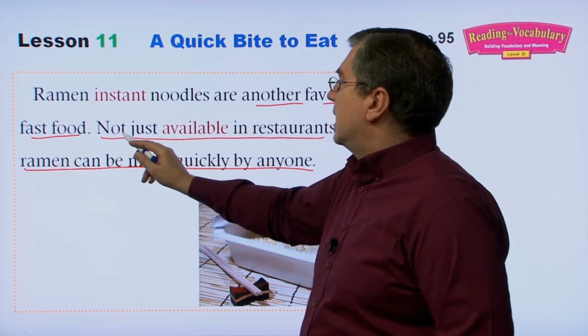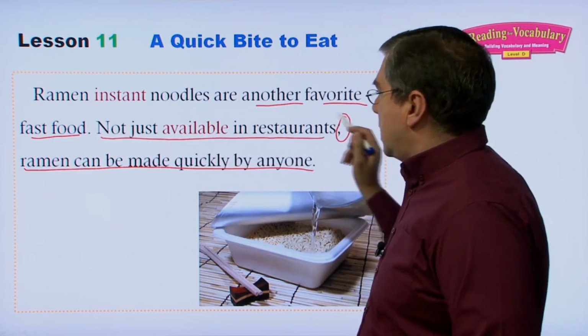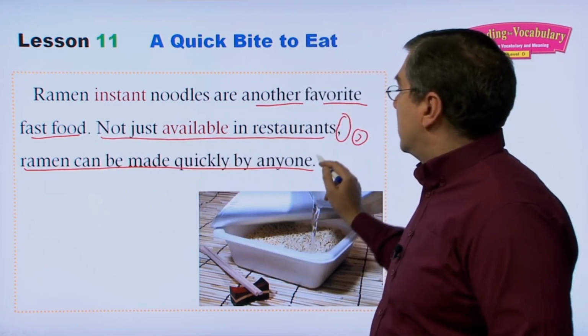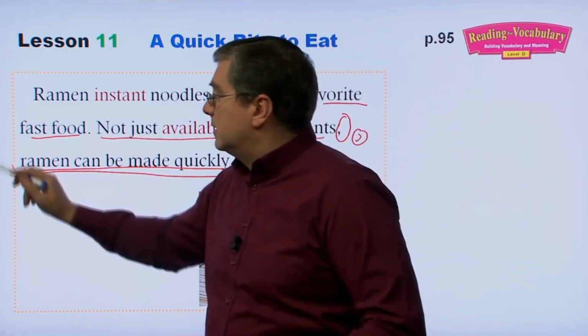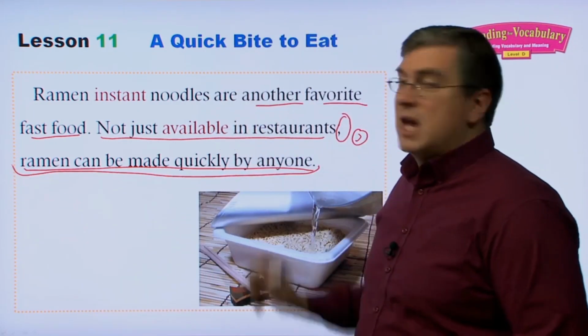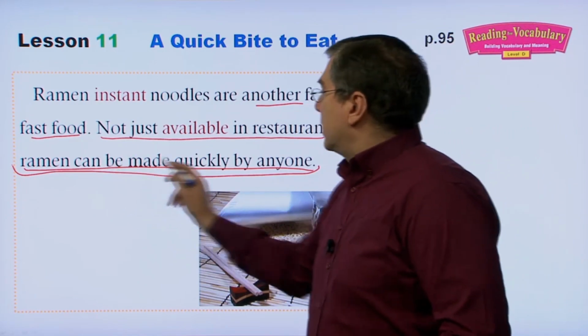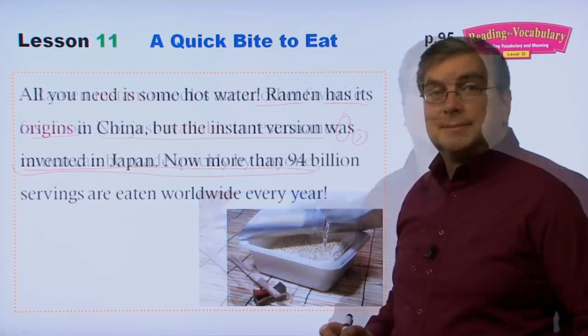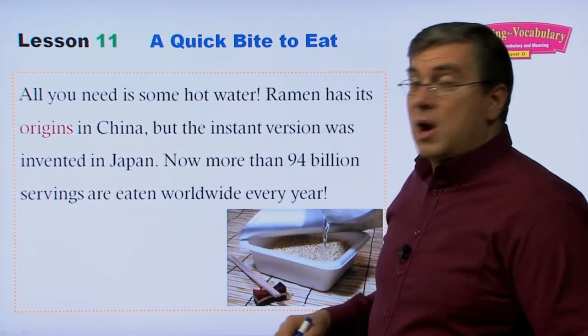So that's a little bit of a mistake. Not just available in restaurants, comma, ramen can be made quickly by anyone. This is a complete sentence, so that's no problem. But this one is not. Okay? Ramen can be made quickly by anyone. Okay, continuing on with ramen.